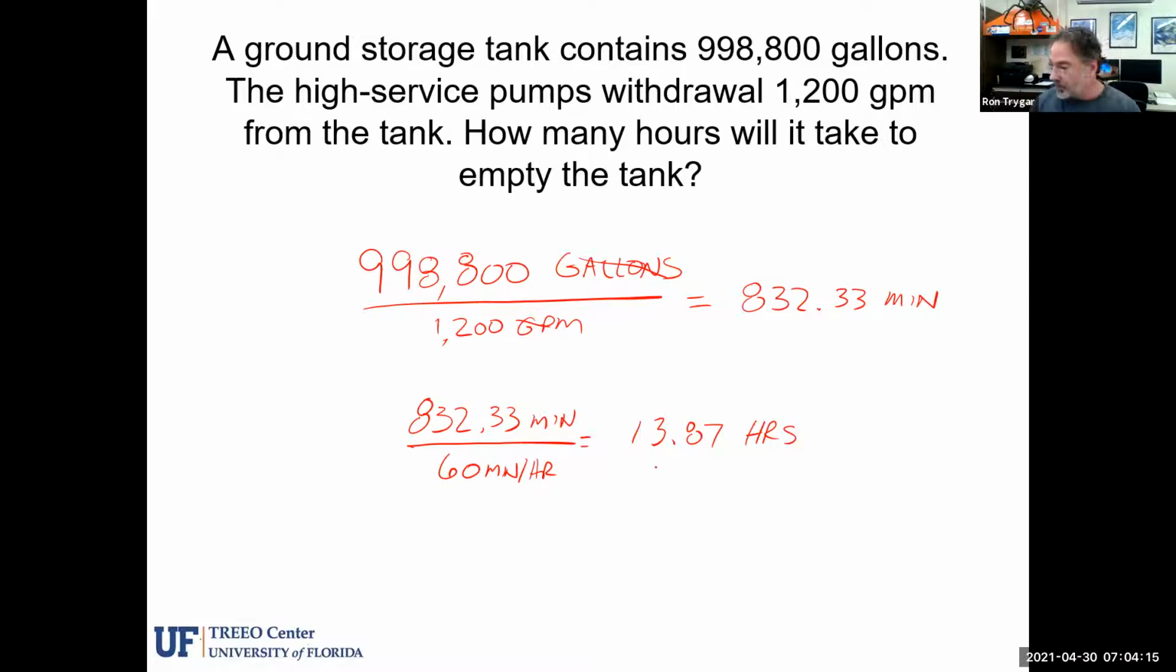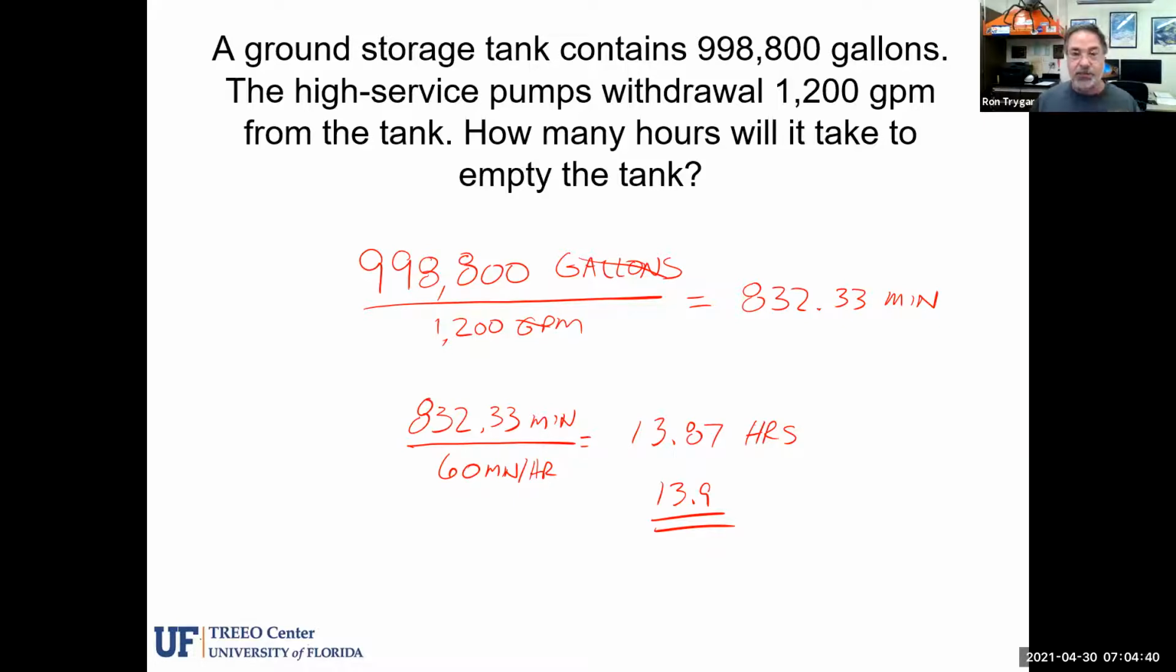You may round this and say 13.9 hours. If you're taking an exam, they might put something more like 13.9 on there. Obviously test writers wouldn't put 13.87 and 13.9 as separate answers, but if you rounded, you'd be good to go here. So essentially 13.9 hours if we're pulling out of the tank at 1,200 gallons a minute.